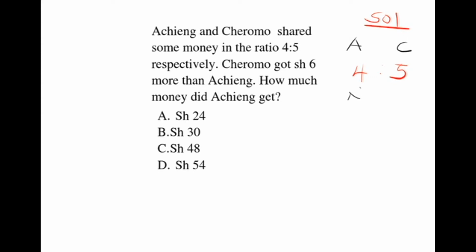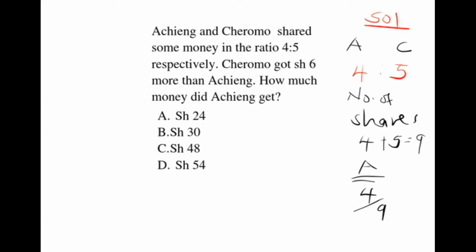The number of shares, we have 4 plus 5. It will give you 9. We have 9 shares. Therefore, Acheng has 4/9. Cheromo has 5/9.